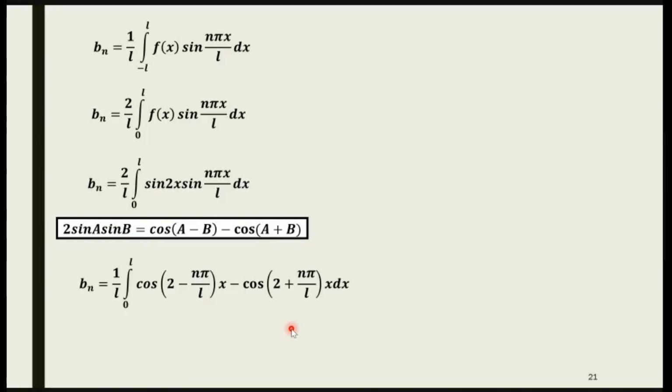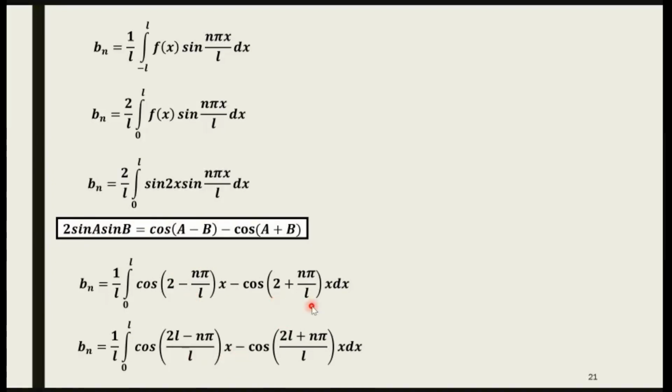Maybe you can take the LCM and then integrate, or integrate it as it is. So I've taken the LCM here: 2L minus n pi upon L into x minus cos of 2L plus n pi upon L into x, dx. So I've taken the LCM and then I'm going to integrate now the cos function. There are two different functions. No uv is required here because we have cos as a separate function. So we can directly apply the integration here.